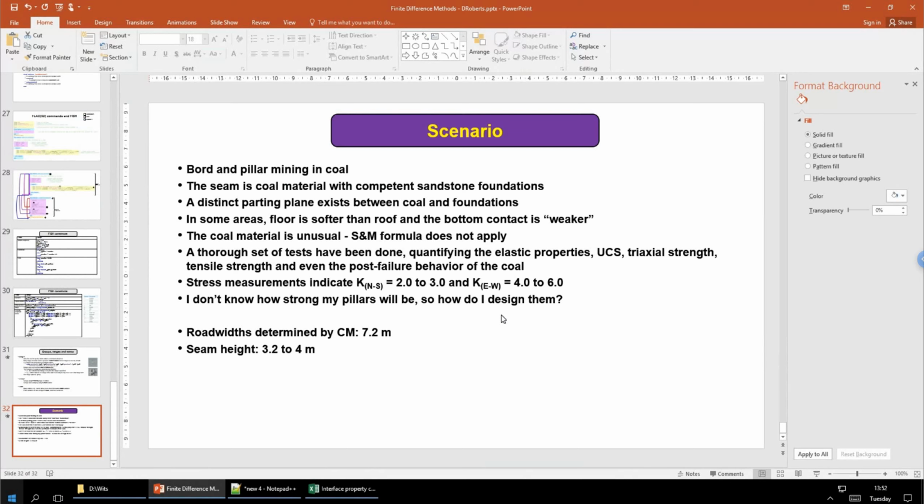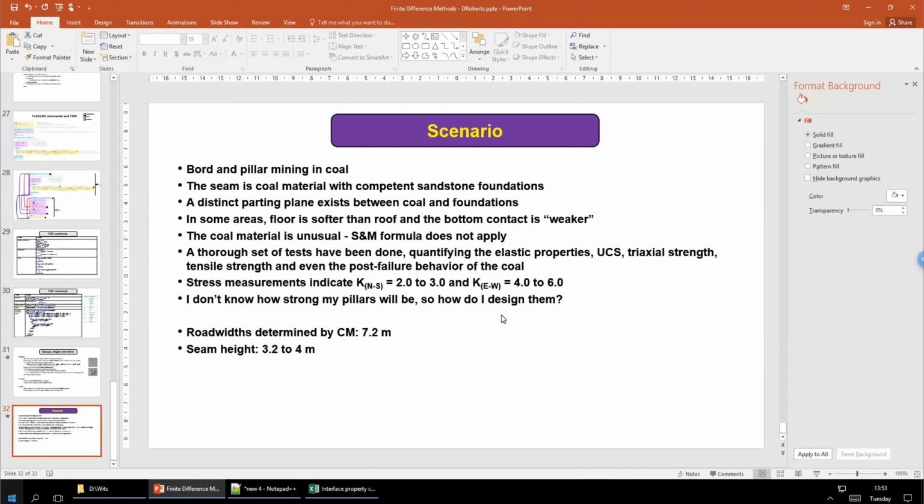So going back to what we talked about earlier in terms of symmetry, we are not going to have vertical symmetry because we're going to have a difference in properties from the roof to the floor. The coal material I've said is unusual in that the Salamon-Munro formula does not apply. It's outside the Witbank and Highveld coalfields. Perhaps it's in the old Zululand coalfields, so it needs its own formula to be developed, if you like.